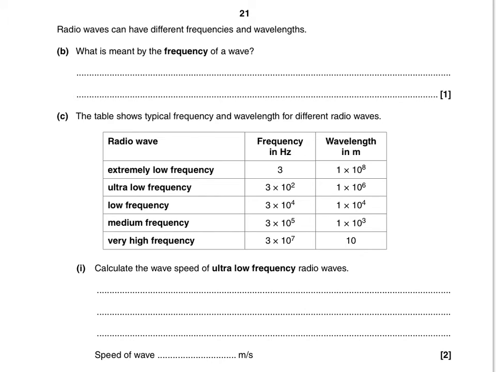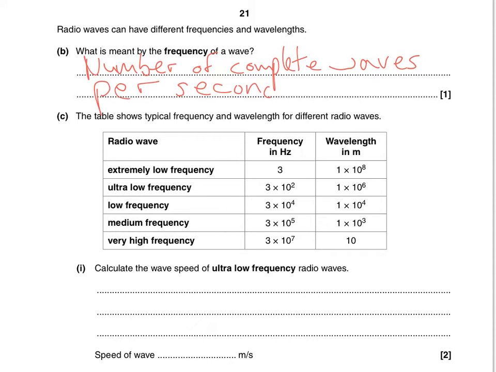Radio waves can have different frequencies and wavelengths. What is meant by the frequency of a wave? Another fairly straightforward question. We should be thinking it's the number of complete waves per second. You might be thinking, good, I know that. Can you remember what they're measured in? That's not part of this question, but can you remember? You should remember they're measured in hertz. Waves per second, all right?